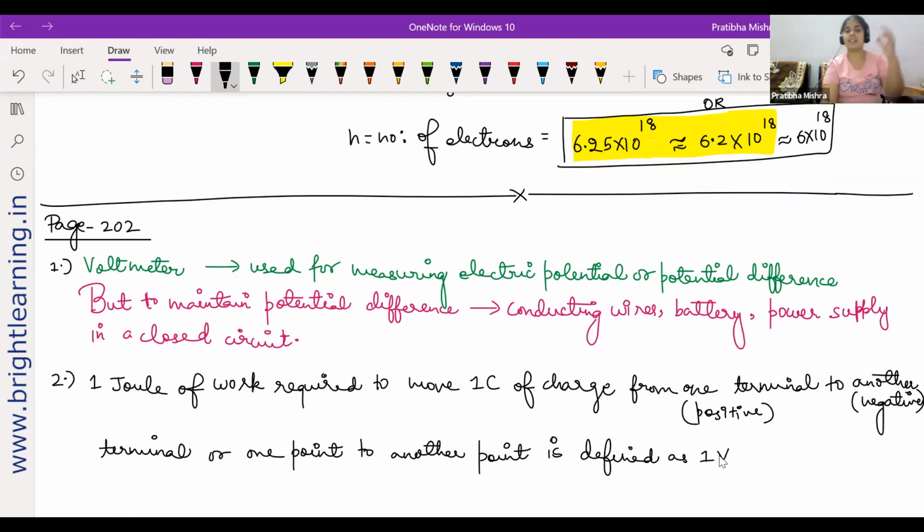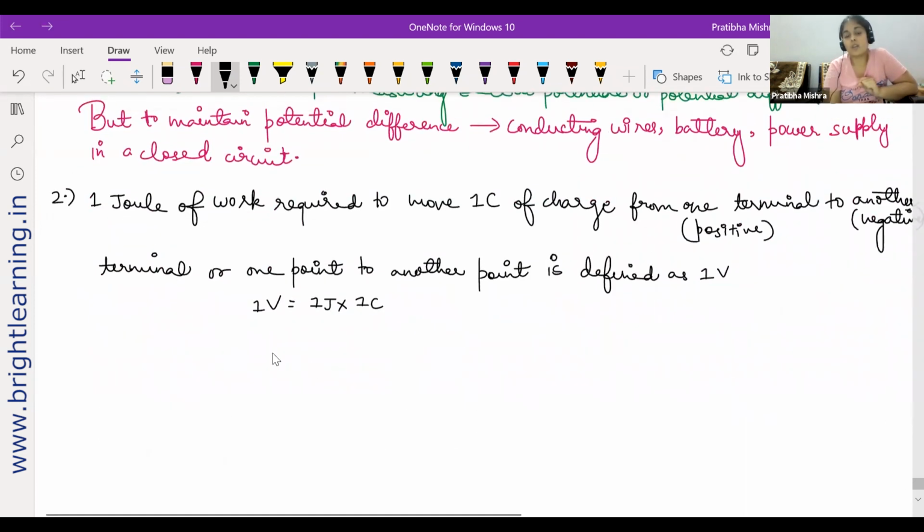We saw that current is nothing but Q by T, right? So how do you write this thing? 1 coulomb of charge, right? So basically your 1 volt is nothing but 1 joule of work done to move 1 coulomb of charge. So 1 volt is equal to 1 joule into 1 coulomb. You can also say that voltage is equal to work into Q or Q into W.